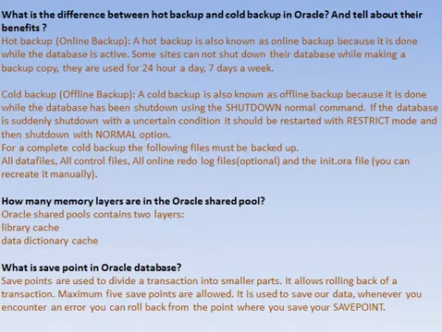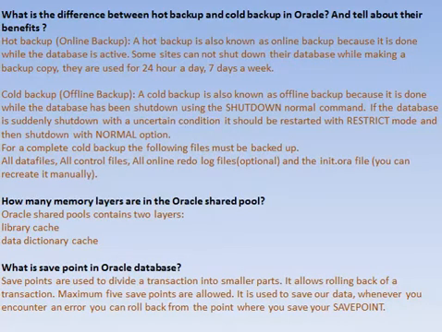What is the difference between hot backup and cold backup in Oracle? And tell about their benefits. Hot backup, online backup. A hot backup is also known as online backup because it is done while the database is active. Some sites cannot shut down their database while making a backup copy. They are used 24 hours a day, 7 days a week.